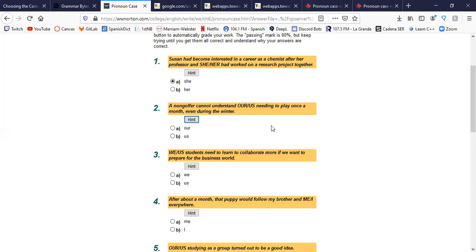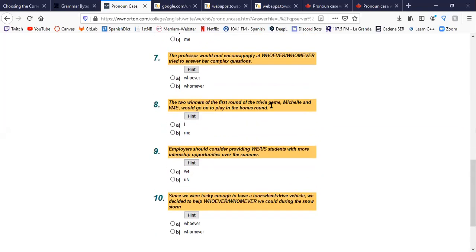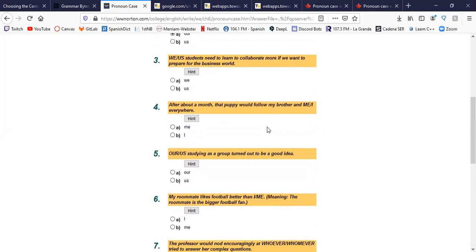Okay, so the correct answer is, as the hint just told you, our. A non-golfer cannot understand our needing to play once a month, even during the winter. So here it's our, because needing to play once a month belongs to us. So we have to use our to show possession. Okay, next question. And there are only 10 questions? Yeah, 10 questions. Number 3, we or us students need to learn to collaborate more if we want to prepare for the business world. So we have to choose between we and us. So pause the video and think of the answer.